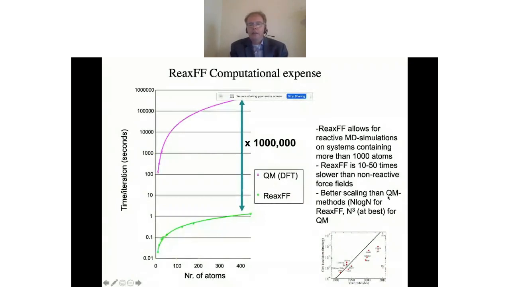It scales much better than quantum-based methods. It's almost linear, while most DFT methods scale n to the power 3 and maybe worse sometimes. But it is significantly slower than non-reactive force fields, so a factor 50 or even a factor 100 compared to EEM-style potentials. And that actually means there's a significant amount of room for, for example, hybrid Reactive F, non-reactive force field simulations, where we use the advantage of the non-reactive force field speed with some of the local reactivity of Reactive F.